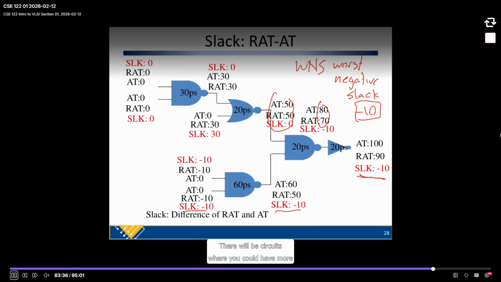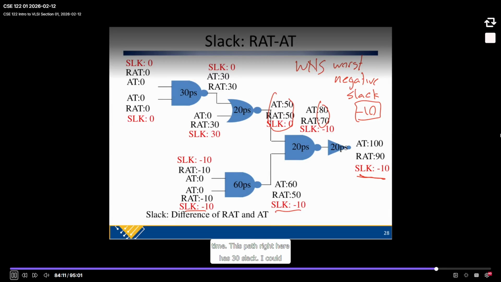There will be circuits where you could have more than one path that are equally critical and have this same negative 10 slack. There could also be some other paths that have, let's say, a negative 8 slack. What does that mean? Well, it's not the worst path, but it's pretty close. And if we fix that worst path, that's going to be the next one that's the problem. So now you have your worst path, you know your things that are close to being the worst path and still would be a problem. And then you know your paths that have plenty of time.